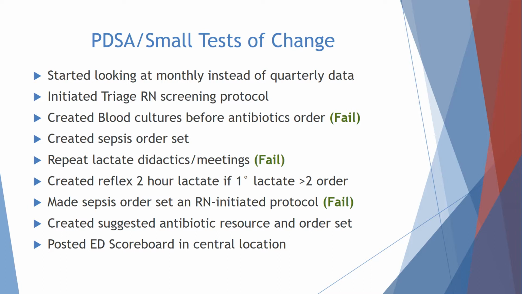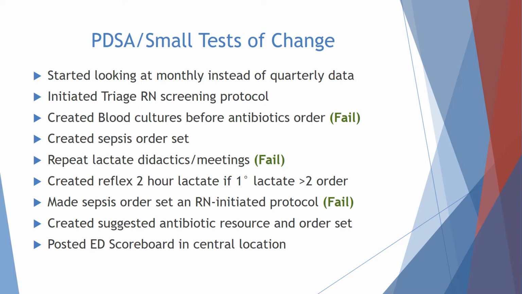Initially, their repeat lactates were not being drawn. They did some didactics and everything seemed to be going in the right direction. And then lo and behold, they had some hospitalist turnover, and the new hospitalist just hadn't really received that education, wasn't fully on board, and their numbers dropped off precipitously in December 2016. They then protocolized it. They made that repeat lactate a reflex order. If the initial lactate was greater than 2, it automatically orders a repeat lactate. That took care of the problem.